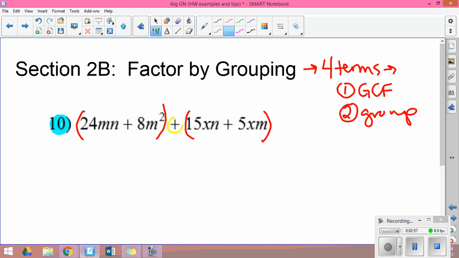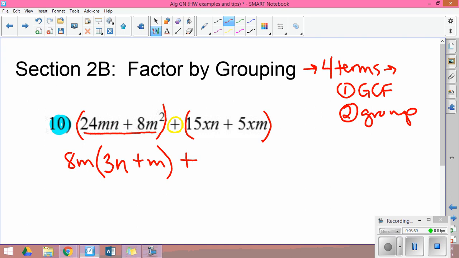Notice I don't lose that plus sign. Once I've grouped this, now I look for a greatest common factor in that first pair. So between 24 and 8, my greatest common factor is 8. Between Mn and M squared, I have an M. When I divide 24 by 8, I'm left with 3. Mn divided by M leaves an N. 8 divided by 8 is 1. M squared divided by M is M.